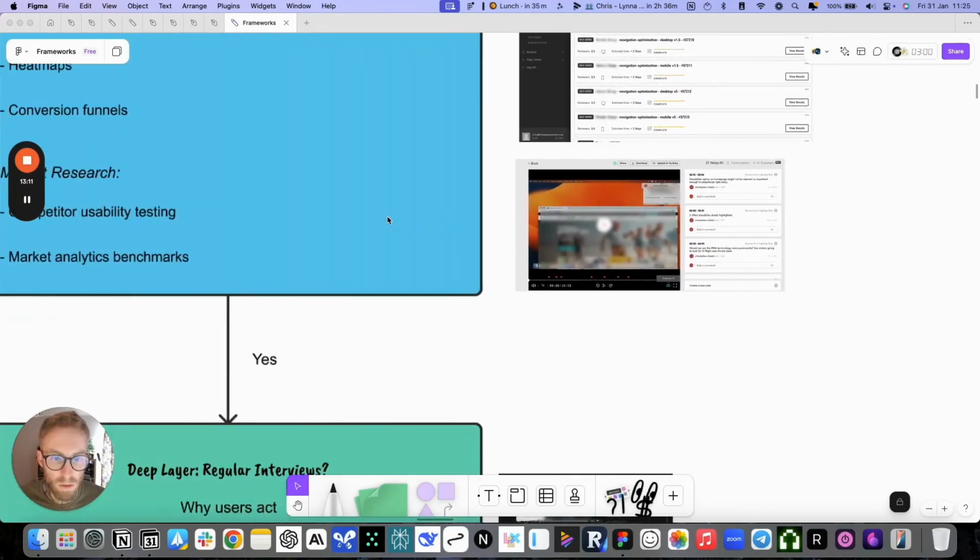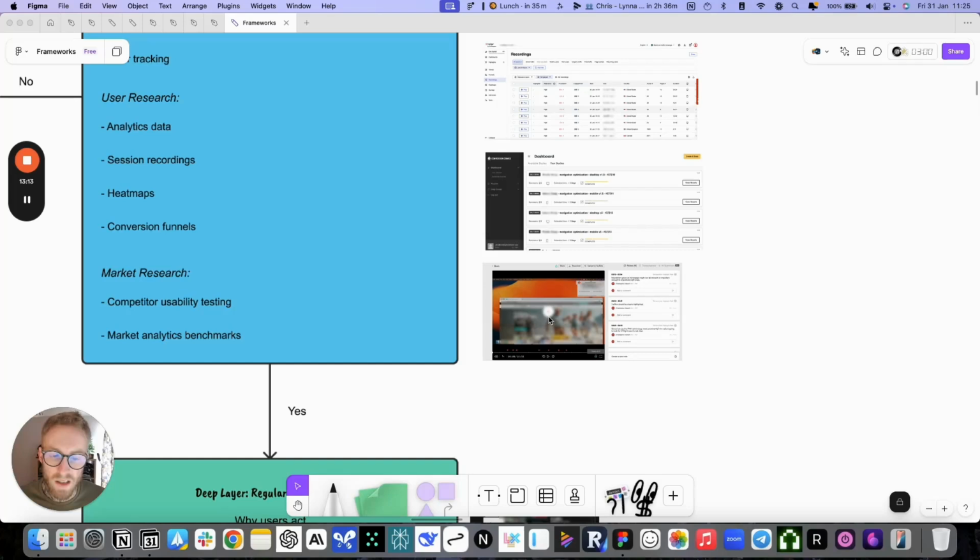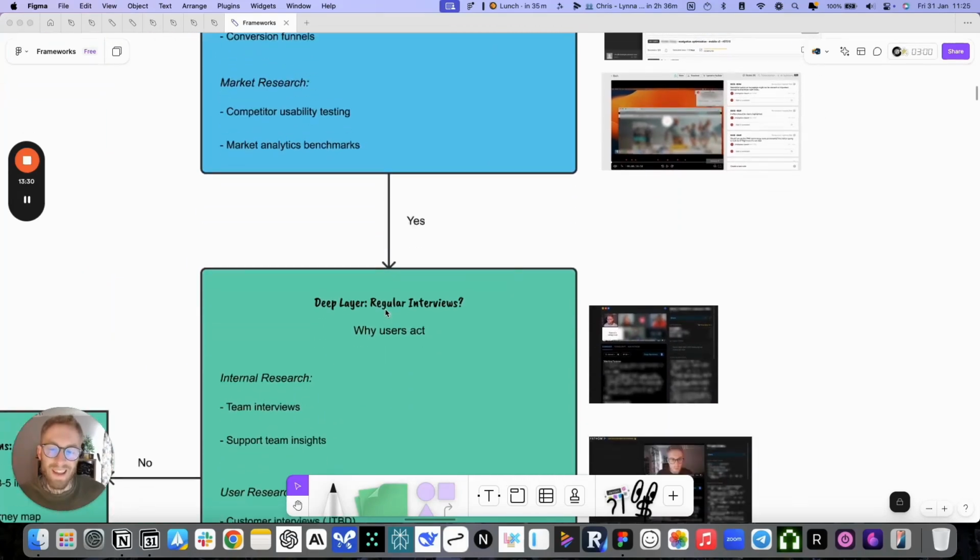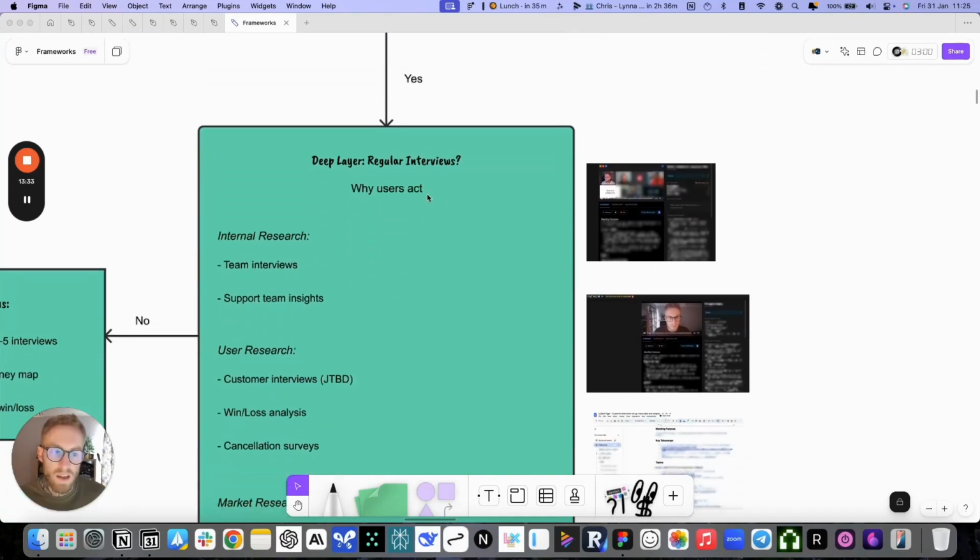Very helpful things. Usability testing, it's something that I would say 5% of companies do. Very few companies use usability testing for messaging or to understand how users interact with their website, which is a shame. Next layer, once we've done all of this, it's the deep layer.